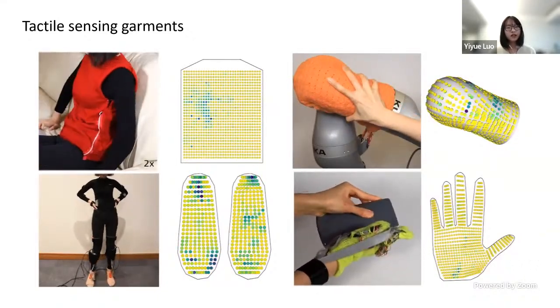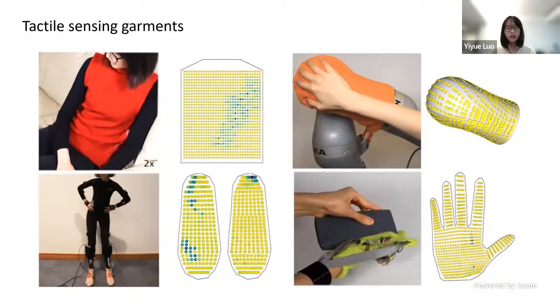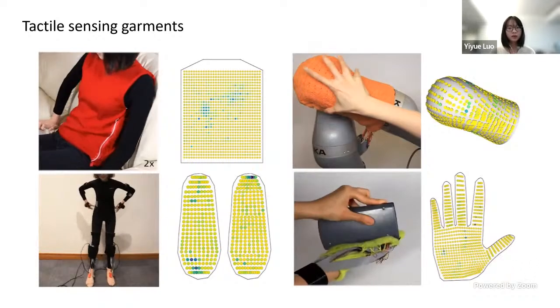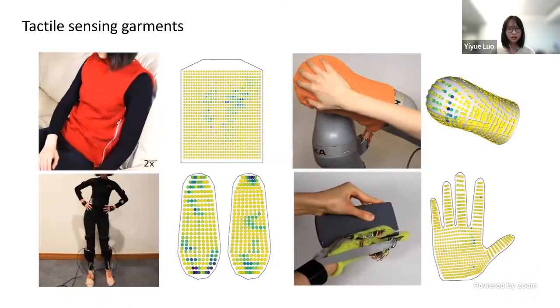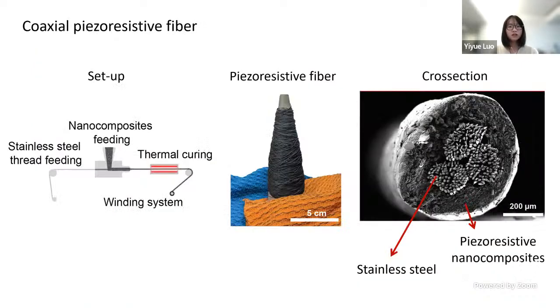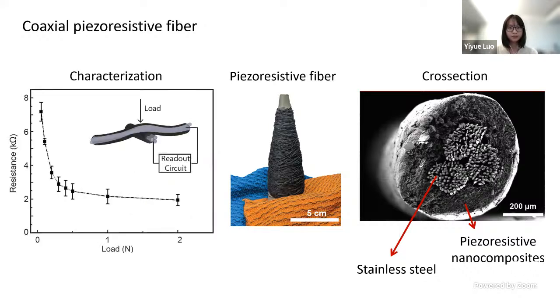And we further develop some machine learning-based computational workflow to assist in the sensing array calibration, as well as the recording and analysis of the full-body human environment interactions. So our textiles are based on coaxial piezoresistive fibers, which were created by coating the stainless steel thread with a piezoresistive mixture, which is made of the mixture of PDMS, graphite, and copper nanoparticles using a customized setup.